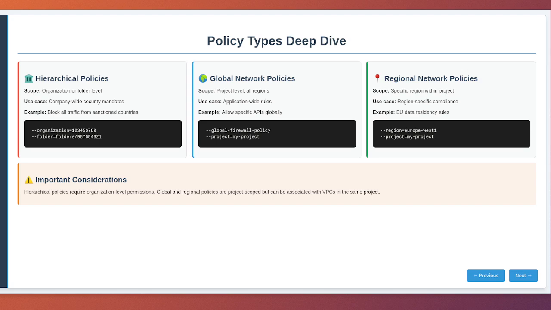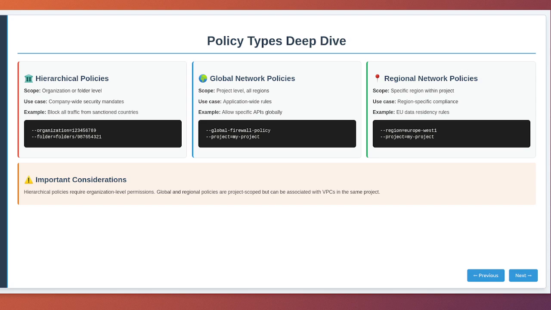Regional network policies are the most granular and are specific to both a project and a region. These are ideal for region-specific compliance requirements, like GDPR in Europe requiring certain data handling practices, performance optimizations like allowing faster intra-region communication, or cost optimizations like keeping certain traffic within a region to avoid egress charges.